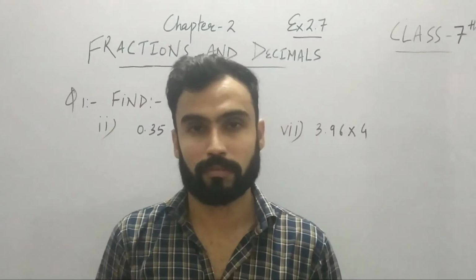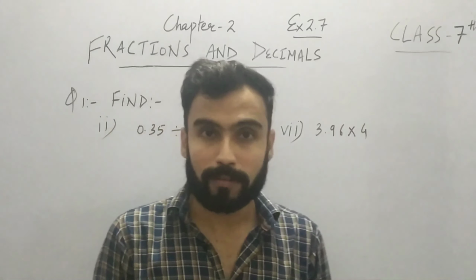Let's jump over to exercise 2.7. Now this is the last exercise of this chapter. Then we will jump over to the next chapter, right? So in this last exercise, we are going to deal with the division of decimal numbers, right? So here's a decimal number and a whole number. Let me tell you how to solve this, right?